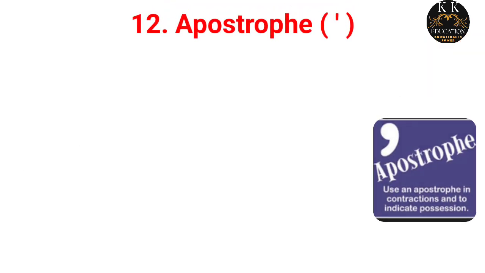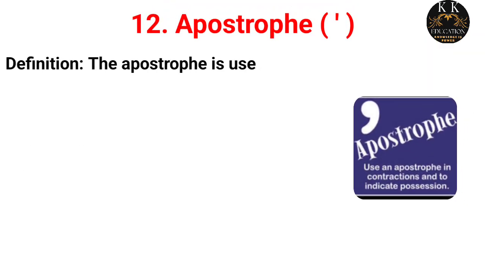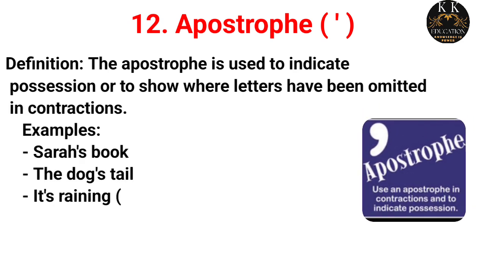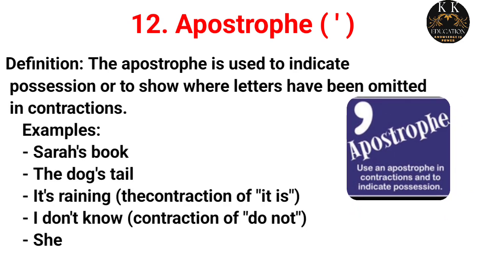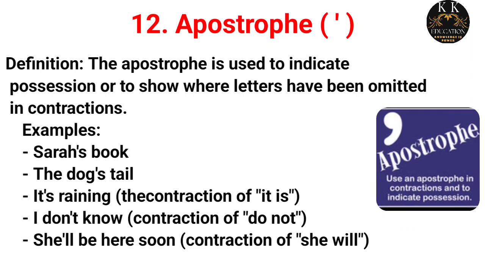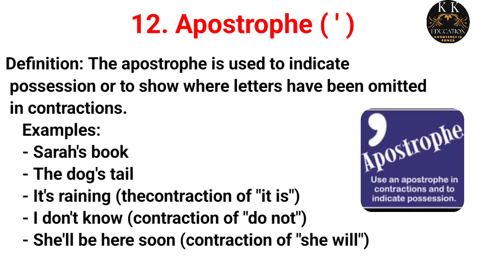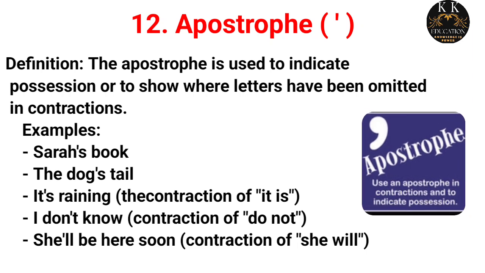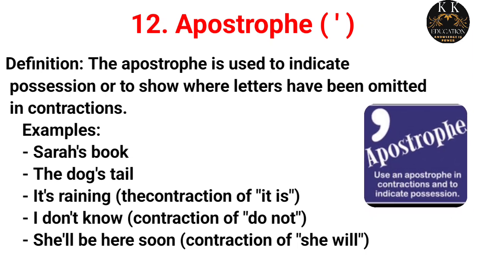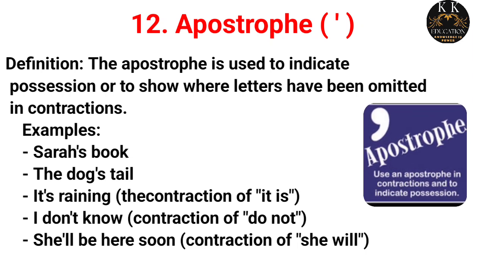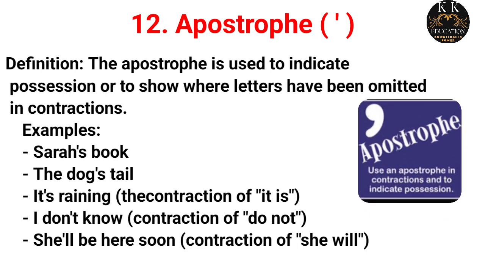12. Apostrophe. Definition: the apostrophe is used to indicate possession or to show where letters have been omitted in contractions. Examples: Sarah's book. The dog's tail. It's raining, a contraction of it is. I don't know, a contraction of do not. She'll be here soon, a contraction of she will.